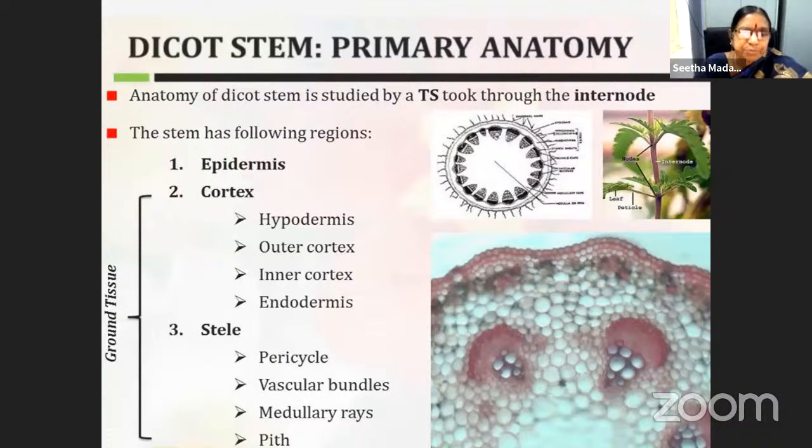Then coming to the primary anatomy of dicot stem, if you want to study the primary structure, you have to take the cross section of the stem. So when you observe this cross section under a microscope, you will find the tissues like this. The outermost one is epidermis. Then next one is cortex, which comprises hypodermis, outer cortex, inner cortex, endodermis. Then the central part is stele, which contains pericycle, vascular bundles, medullary rays, pith. See, all together from cortex to the pith, this is known as ground tissue.